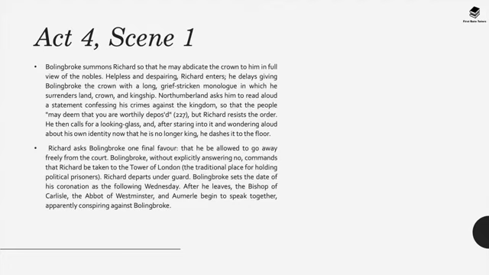Helpless and despairing, Richard enters. He delays giving Bolingbroke the crown with a long grief-stricken monologue in which he surrenders land, crown, and kingship. Northumberland asks him to read aloud a statement confessing his crimes against the kingdom so that people may deem that he is worthily deposed. But Richard resists the order. He then calls for a looking-glass, and after staring into it and wondering aloud about his own identity, now that he is no longer king, he dashes it to the floor.